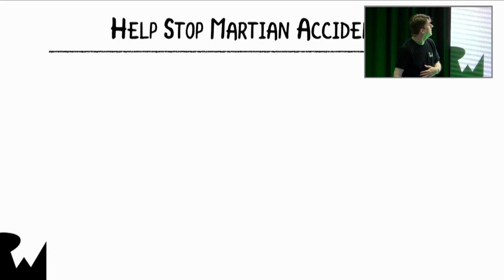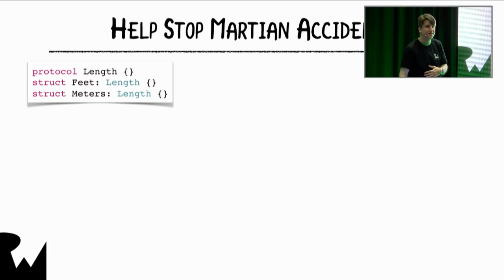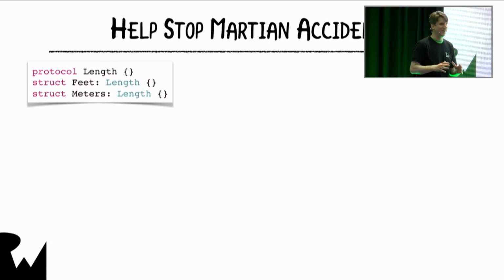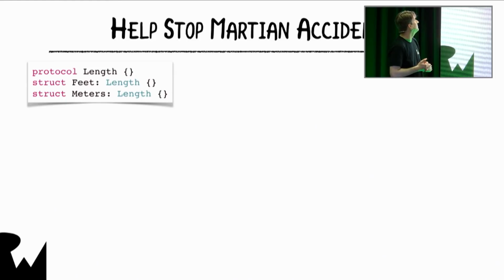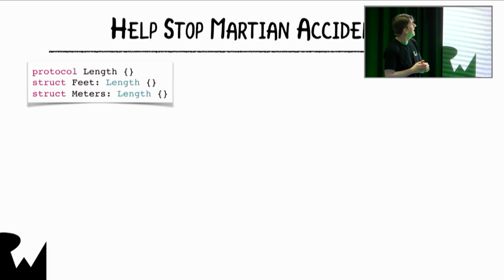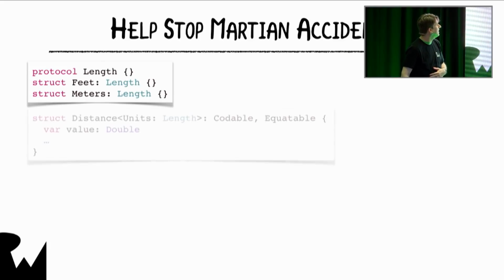And another thing is, I want to stop accidents on Mars. You've probably heard the famous accident with the climate observer that crashed because they got their units wrong. So Swift is a great language to prevent these kinds of errors with its strong typing system. A solution to this problem is to use what's called a phantom type. So here I am declaring a protocol called Length, and I have two units, which are feet and meters, and those conform to the Length protocol. That's just a taxonomy of my types.